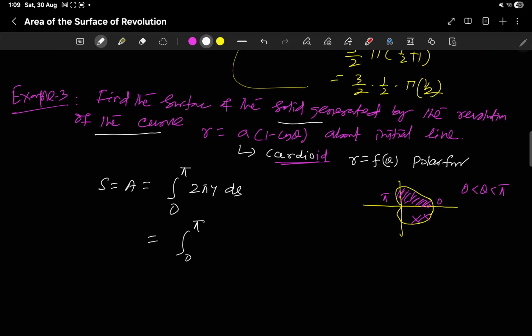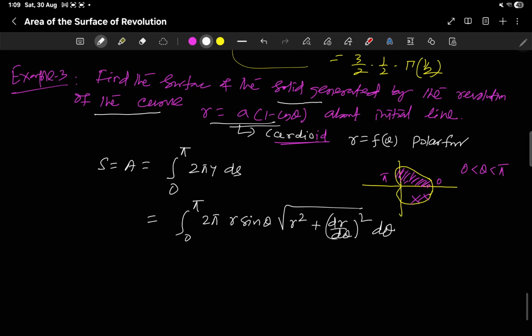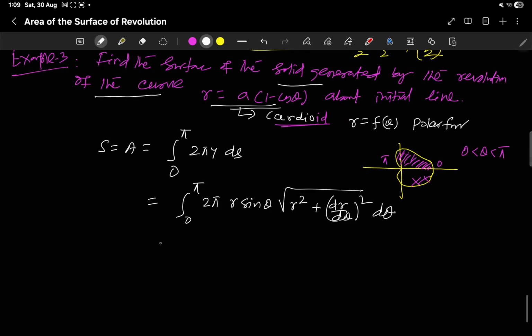It is the integral from 0 to pi, 2 pi y, where y is your r sin theta. And ds is the square root of r squared plus (dr by d theta) whole squared, d theta. Is that not it? So this is my r. Accordingly you find dr by d theta.